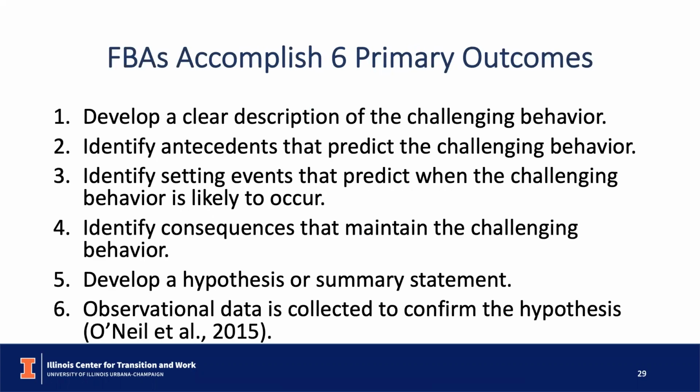And there are 6 primary outcomes of an FBA. One is to develop a clear description of the challenging behavior. The second is to identify the antecedents that are predicting the challenging behavior. The third is to identify setting events that predict when the behavior is likely to occur. The fourth is to identify consequences that keep maintaining the challenging behavior. The fifth is to develop a hypothesis or a summary statement for why the student's engaging in that behavior. And then last, observational data is collected to confirm whether or not the hypothesis was correct or not.